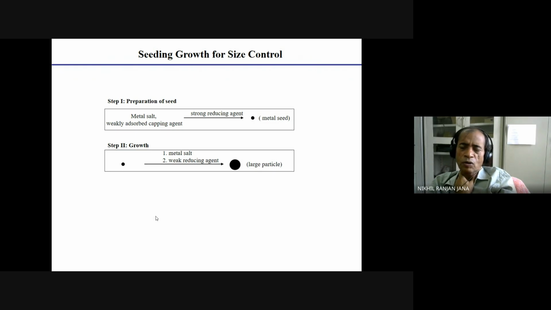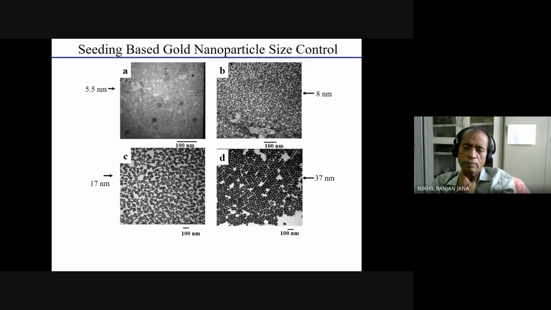But if you want more control, to get a size somewhere above 10 nanometers or 100 nanometers in good size, one approach is seeding growth. You start with a small seed, then grow in good conditions without secondary nucleation. This is an example. You start with a 2-3 nanometer seed and grow into 5, 8, 17, 37 nanometers.